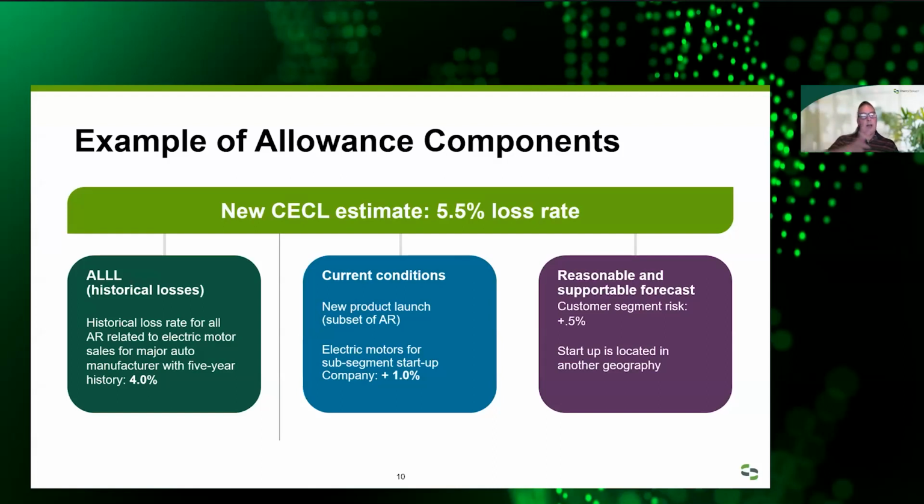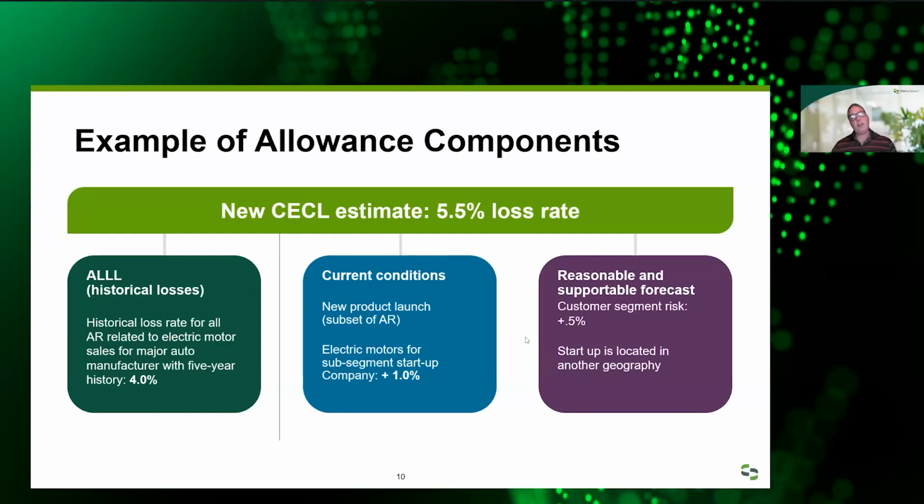Now, CECL says, okay, we have that historical estimate. How do we adjust that? So we look at current conditions. In this example, this company had a new product launch, and it's only one small subset of AR, so it's not all their AR. They have a new electric motor segment for a startup company. Therefore, they don't have history on what the collection rate would be. They may not have all the data on what will impact their ultimate collection because it's new.